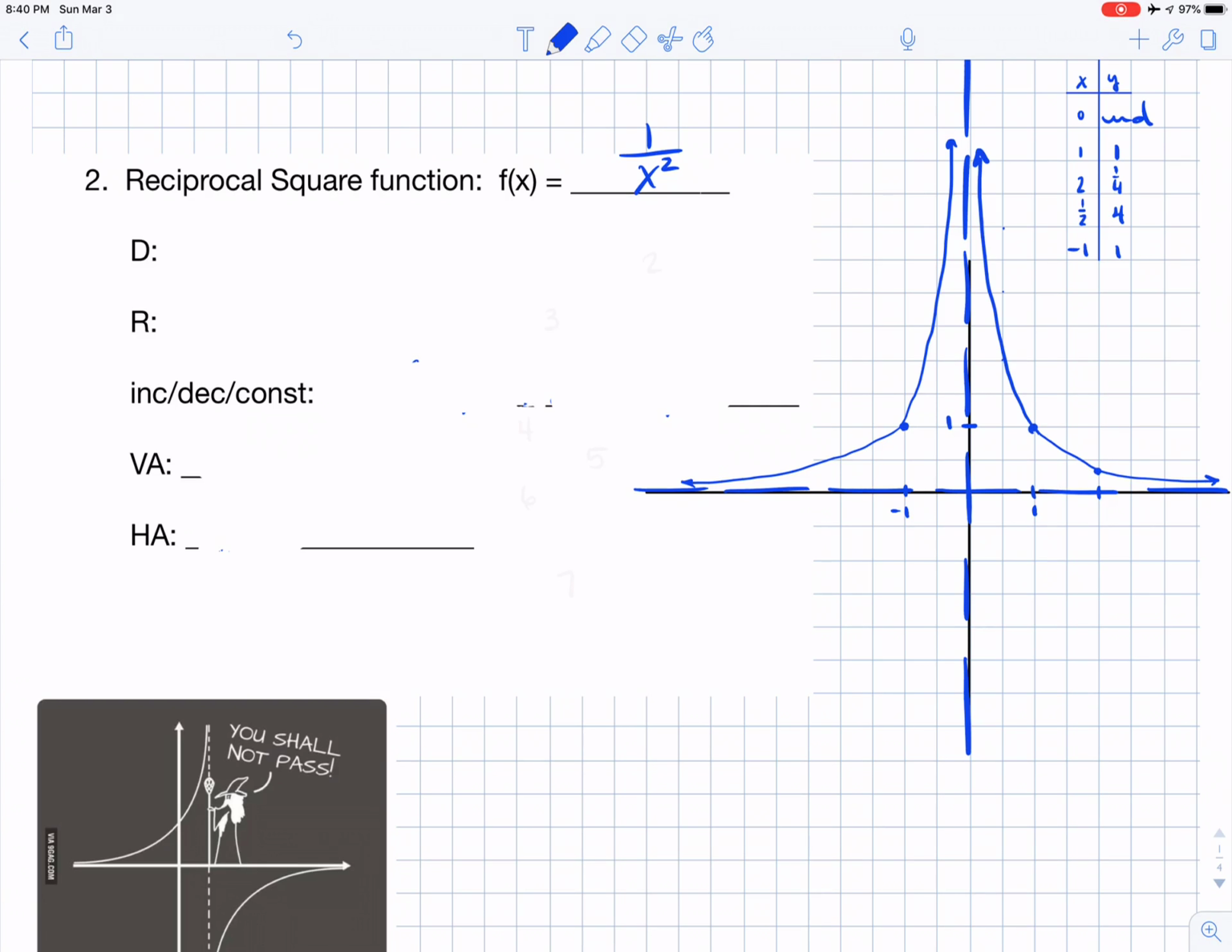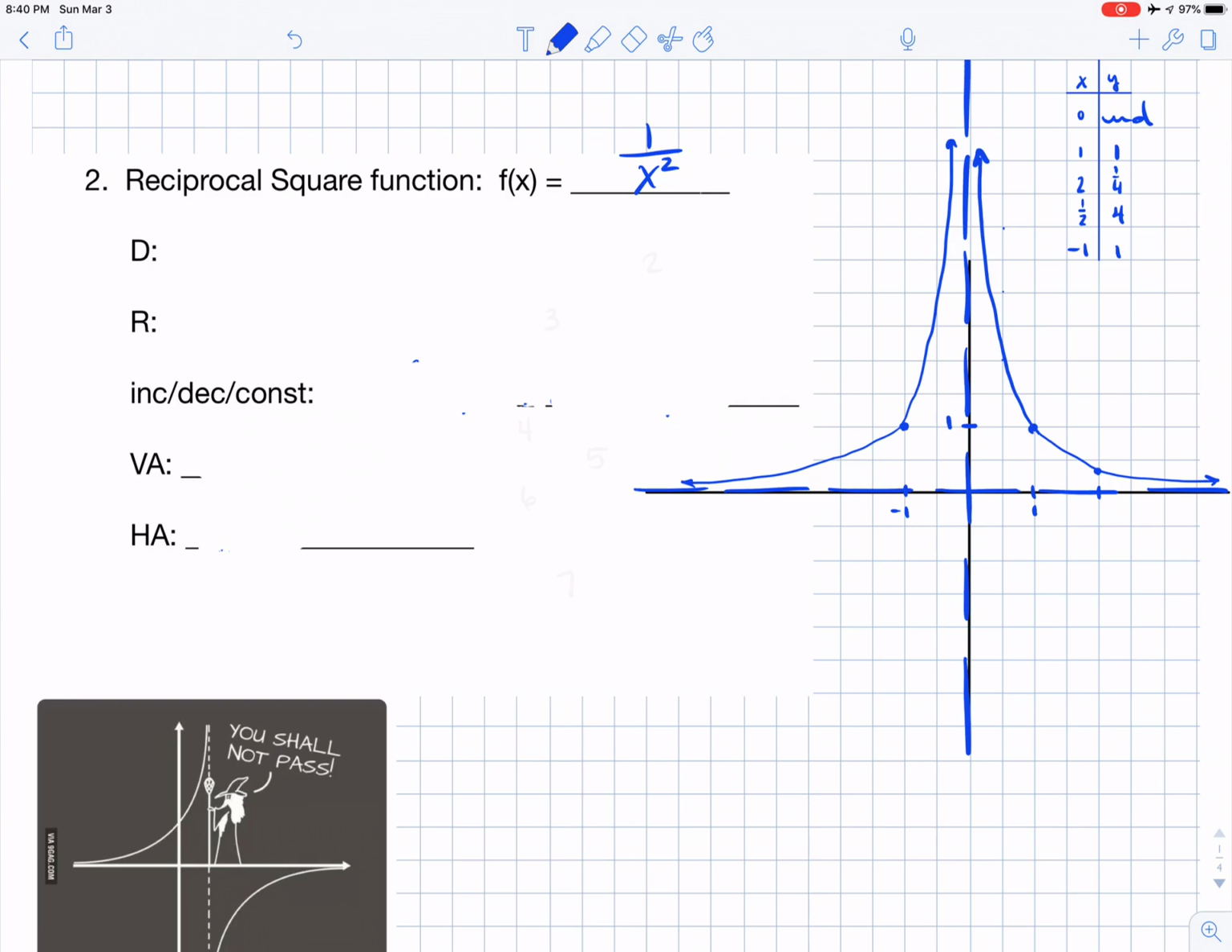All right, what I would like for you, for your embedded question, is to find the domain, the range, and the increasing and decreasing intervals. All three of those things are review from things that we have done in every single chapter of the semester so far. So please find the domain, the range, increasing, decreasing, and constant intervals, please.